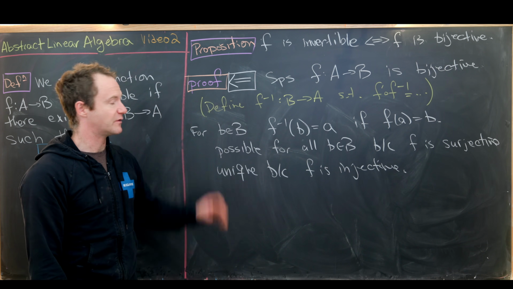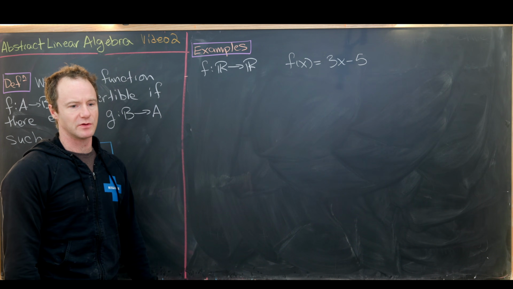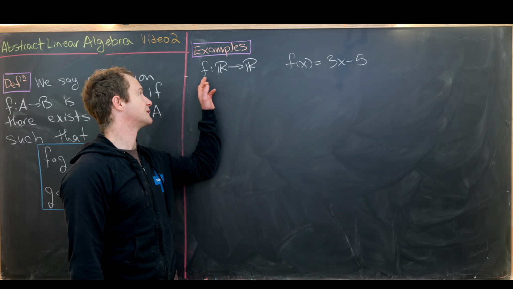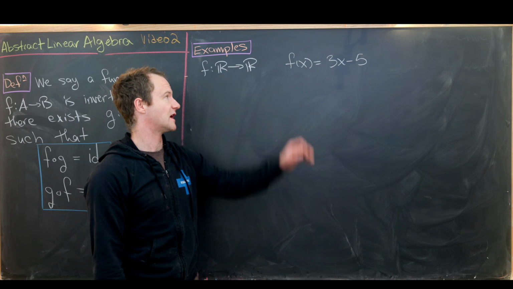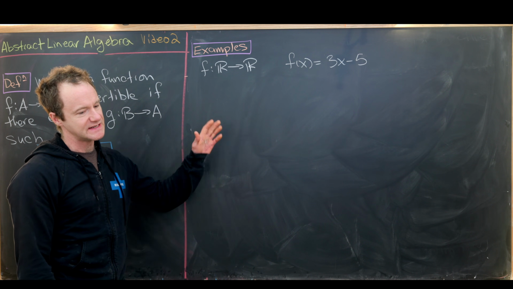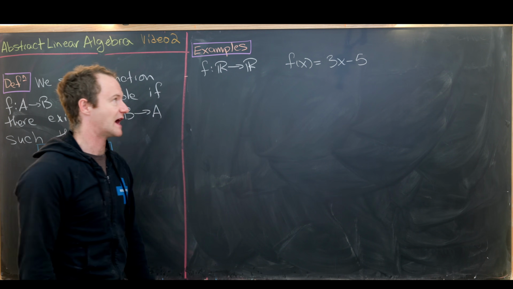Okay, so now we've proven both of these. Now let's look at a couple of examples. So the first one is just a linear function. So we've got a function f from R to R defined by f of x equals 3x minus 5. So it's easy to check that this is bijective. That would be some sort of warm-up problem from the last video.